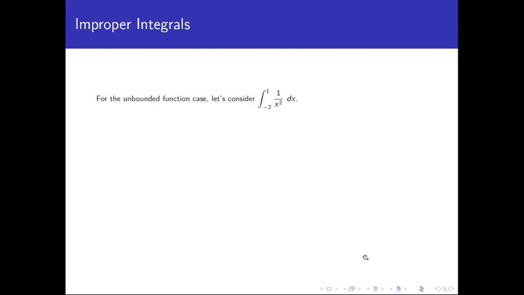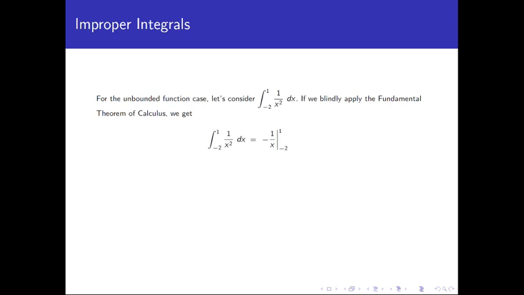All right. Let's look at the unbounded function case, and to motivate why we have to do something different for unbounded functions, let's just consider this specific example. The integral from -2 to 1 of 1 over x squared dx. All right, let's say we weren't paying attention. We've certainly done a lot of integration problems. We come across the definite integral.